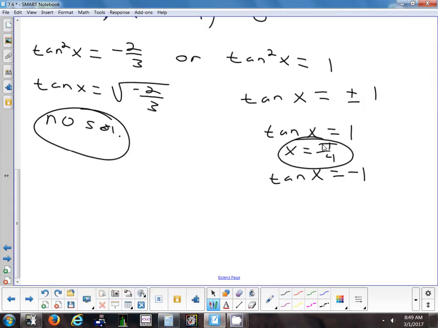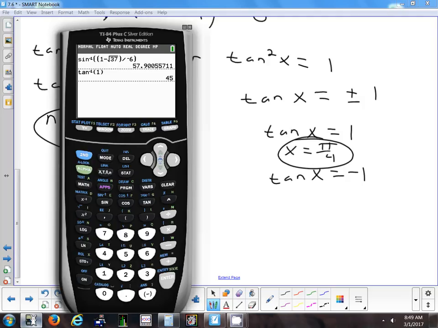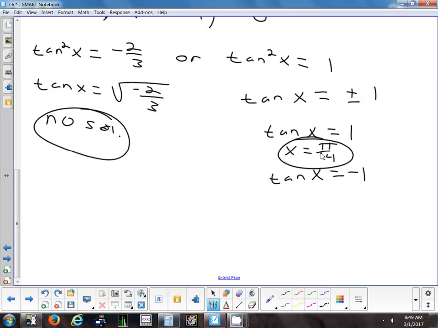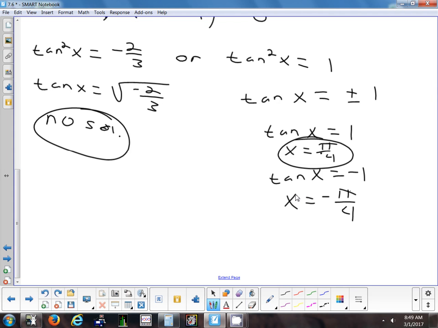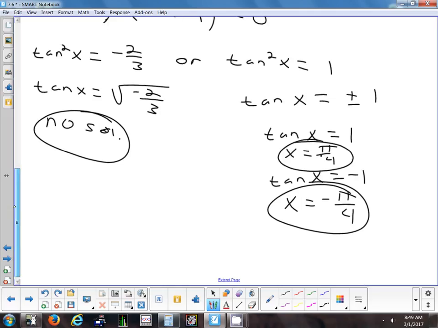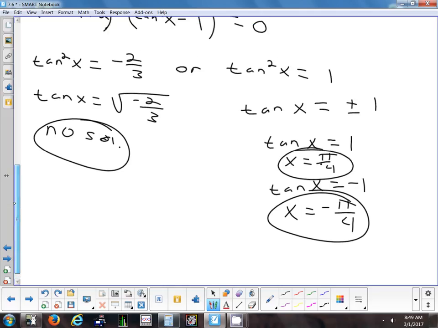The reason I did it in degrees first is because if the decimal for pi over 4 came up on the screen, I don't think you would recognize it. So that's why I do it in degrees first, see if you get a nice answer, and then that's easier to change to radians. And then negative 1 is negative 45. And those are your two answers. Yes, you could write your answer like this instead. If you didn't want to write it separately like I did, that's fine.